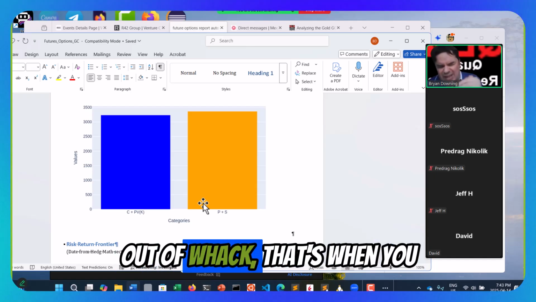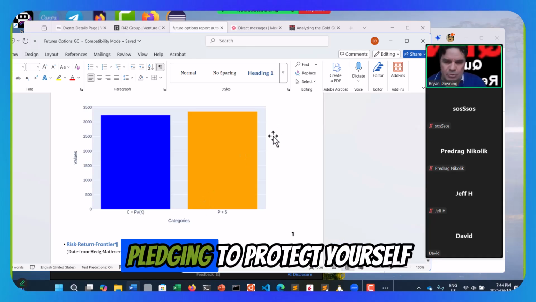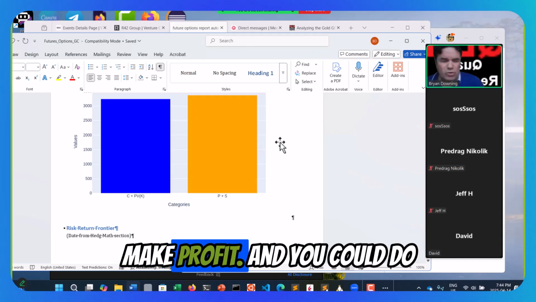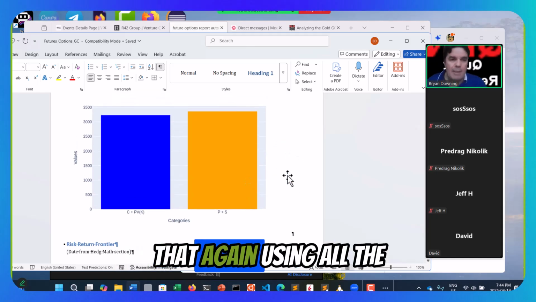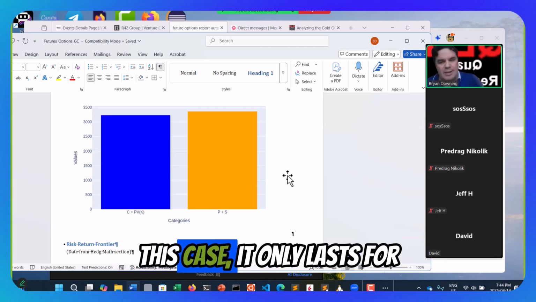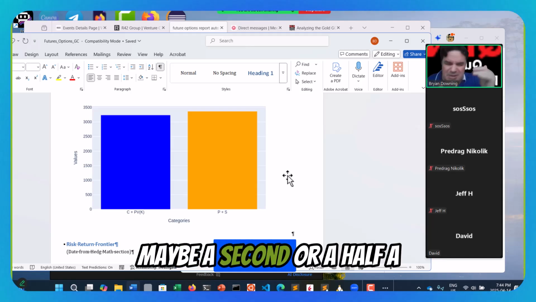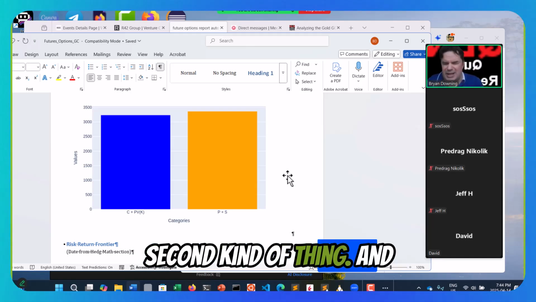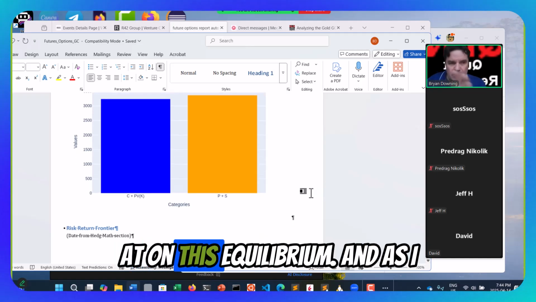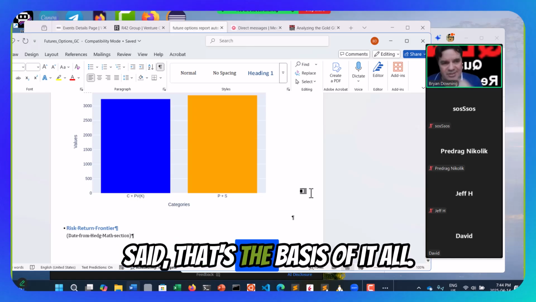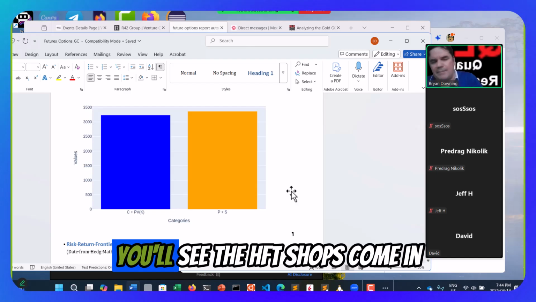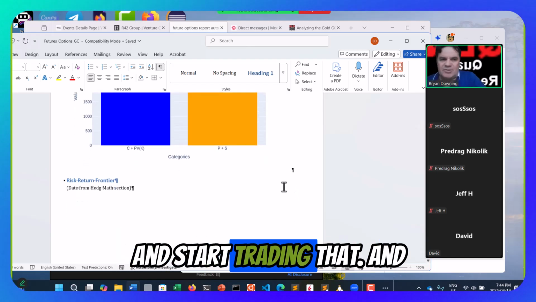Once it's out of whack, that's when you have an opportunity for hedging to protect yourself or to do an arbitrage to make profit. And you could do that again using all these simulated measurements. But in this case, it only lasts for maybe a second or half a second. And that's where the HFT comes in, the high frequency trading, because that's what they look at on this equilibrium. And as I said, that's the basis of it all. Once the equilibrium's out of whack, you'll see the HFT shops come in and start trading that.